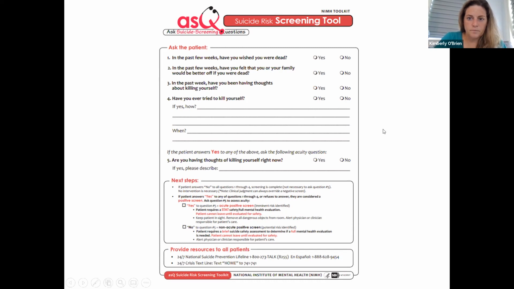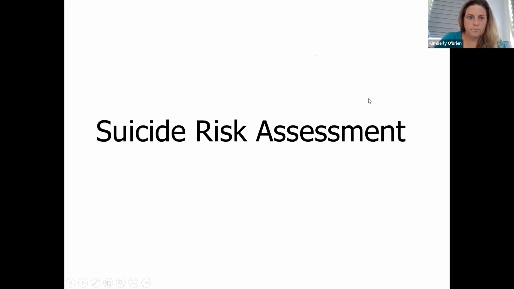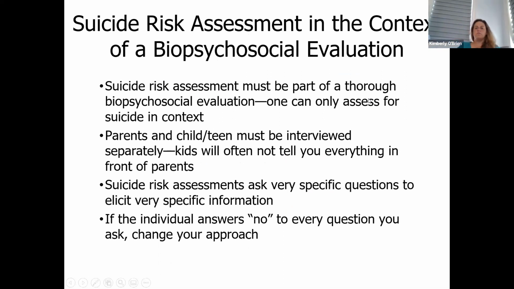So let's see. Suicide risk assessment. Okay. The key with suicide risk assessment, again, is that we're trying to determine level of risk and what to do. This must be done as part of a thorough biopsychosocial evaluation, because you can really only assess for suicide in context. A screener isn't enough. A screener is just to show you whether we need to do an assessment now.